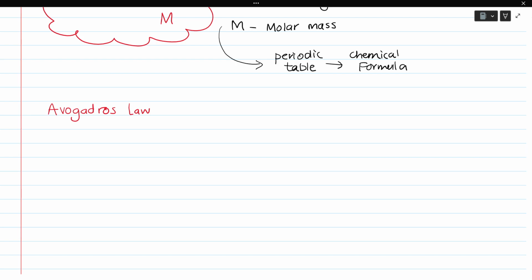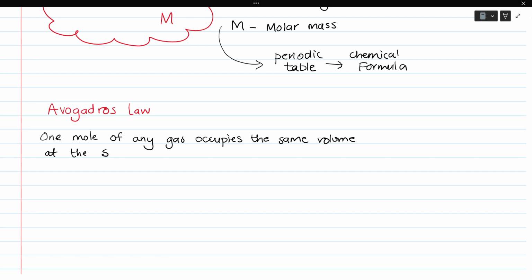So let's look at Avogadro's law, and I'm just going to write it from the guidelines. So Avogadro's law basically tells us that 1 mole of any gas occupies the same volume at the same temperature and pressure.